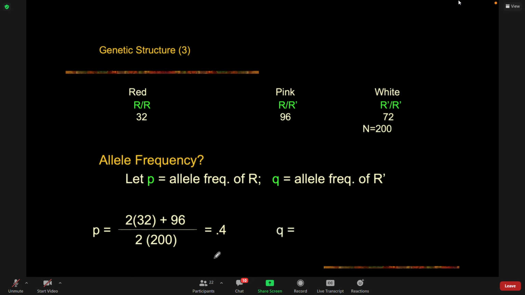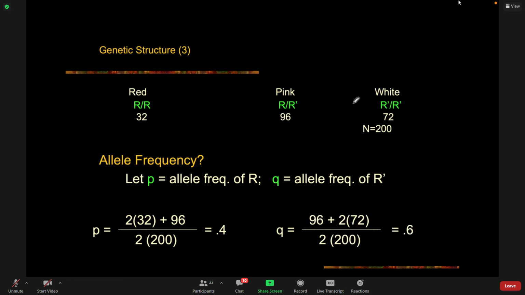And so for Q, how many big R primes do we have among our red ones? 0. And the pink ones? 96. And the white ones? 72 times 2, which is 144. Therefore, divided by twice the sample size, it gives us 0.6.